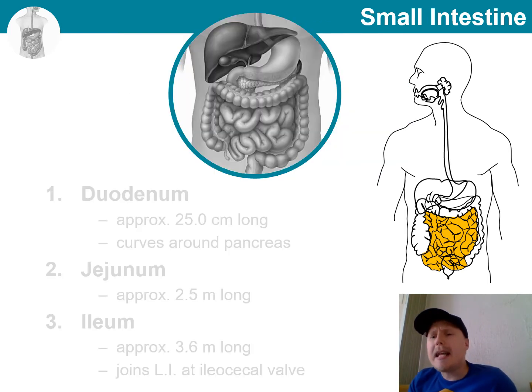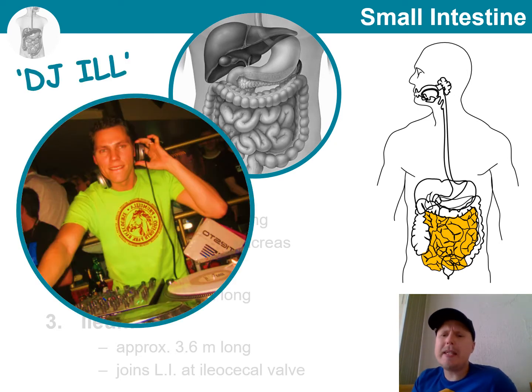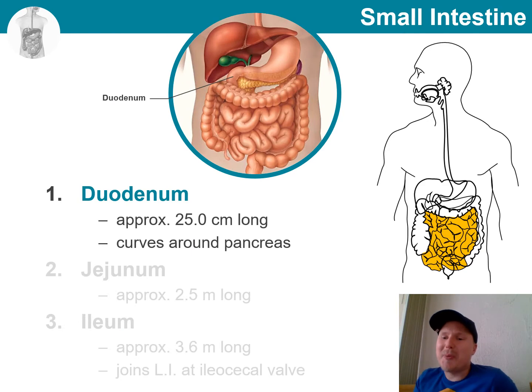So I think the next thing that we should do is to review the three parts of the small intestine. And these are the duodenum, jejunum, and ileum. How do you remember this? Well, think of DJ Ill as a mnemonic, a really cool DJ in a club. So let's start with the first one.